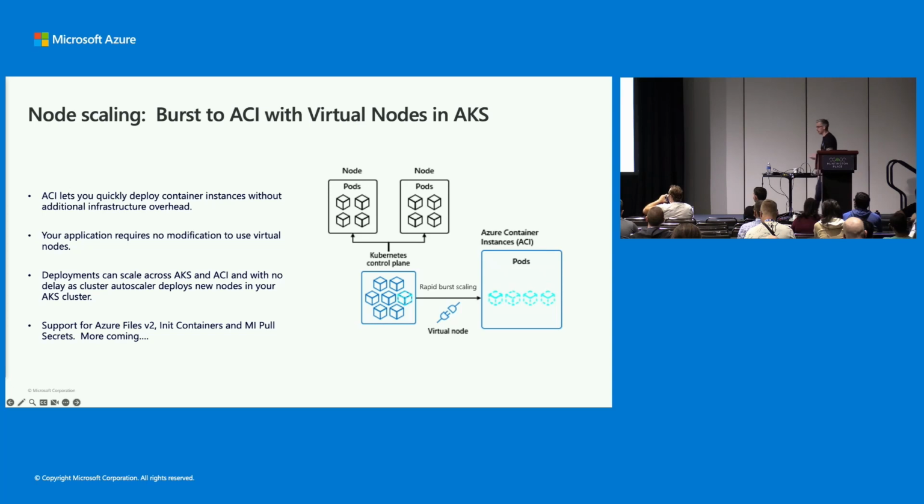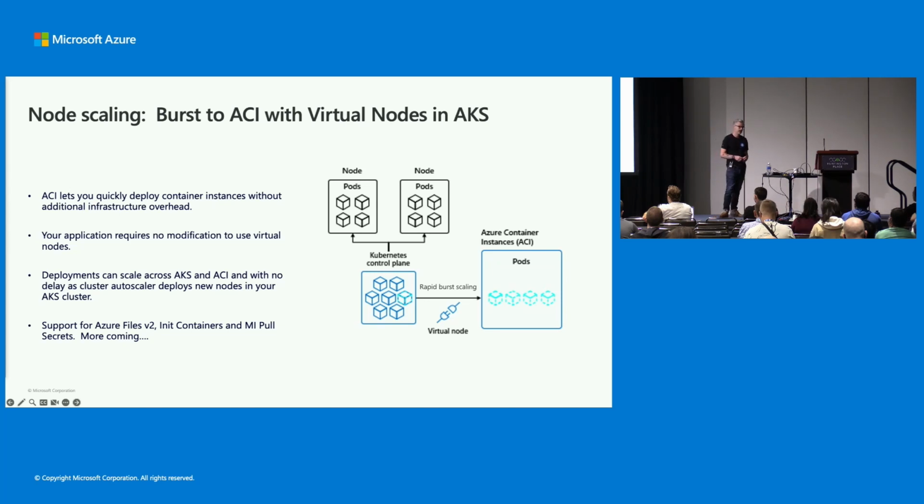And then finally, you have the option of bursting using Azure Container Instances with virtual nodes. Virtual nodes and kind of ACI integration has been around for quite a while. You'll be pleased to hear that we are putting more investment into that now and are actually closing some of the gaps that we have around virtual kubelet and ACI. So we now support Azure Files v2.